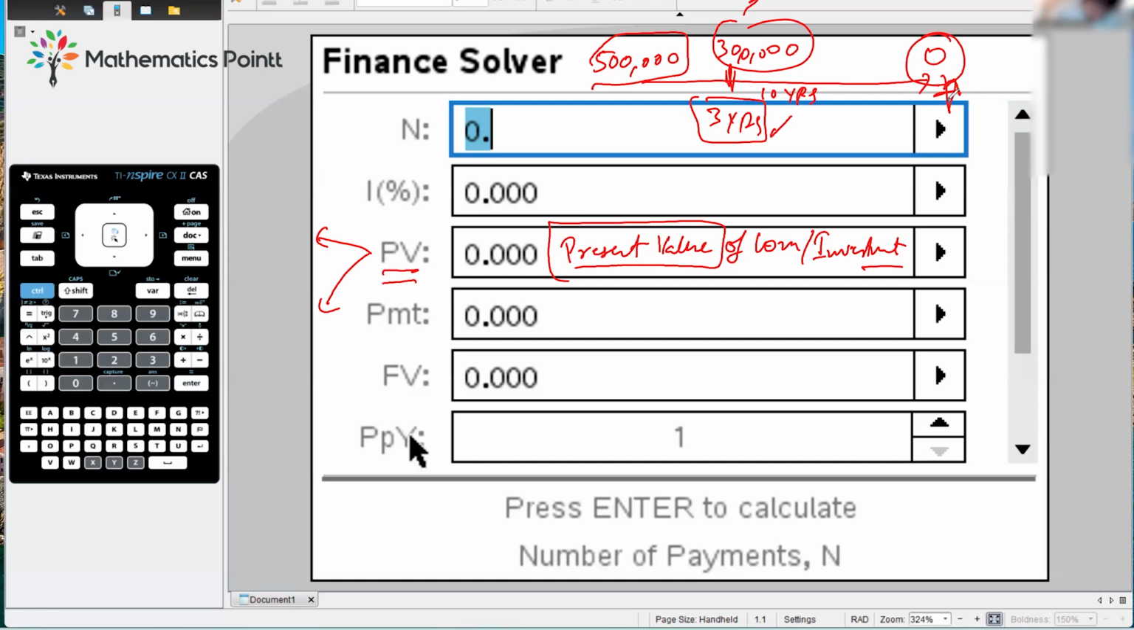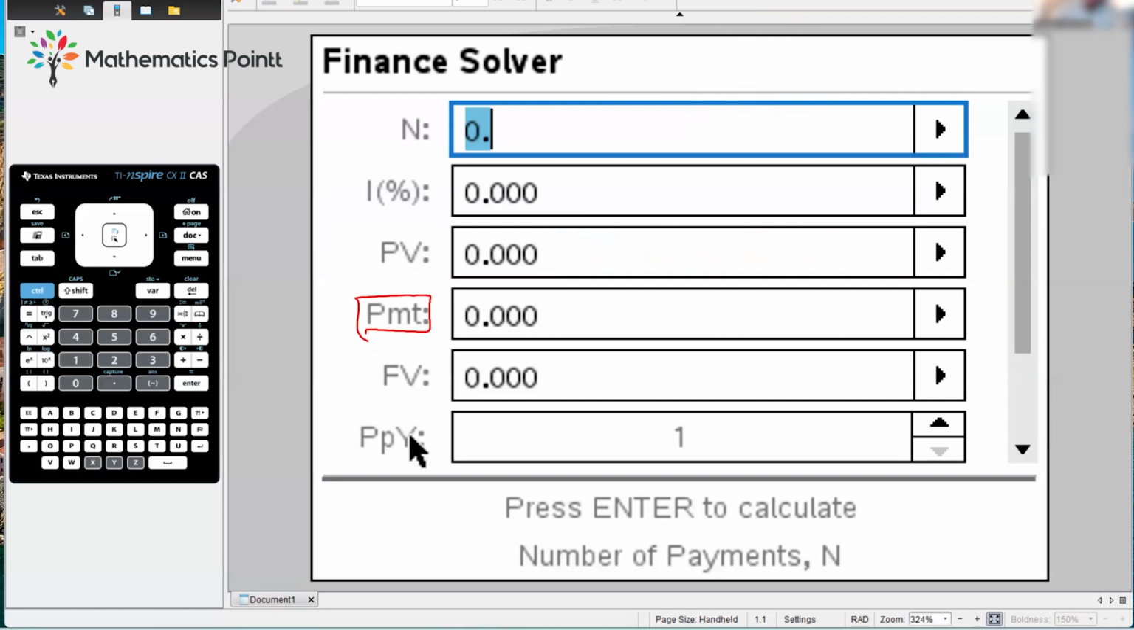So present value in its very simplicity is the starting value, the principal, if you are looking at the start. It could also be the outstanding value of either the loan or investment if you're looking at any given point in time during the course of the loan or investment, right? Then comes PMT. This is relatively simple. PMT is the amount paid in each payment. How much you are paying in each payment.